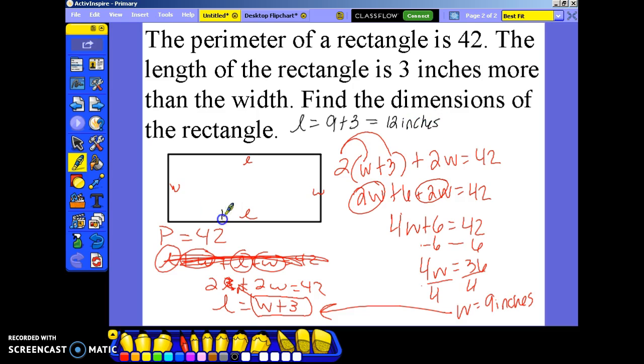And we can check that. 12 plus 12 is 24. 9 plus 9 is 18. And 24 plus 18 is 42. Again, we have to answer using words, so my words would be the length of the rectangle is 12 inches, and the width is 9.